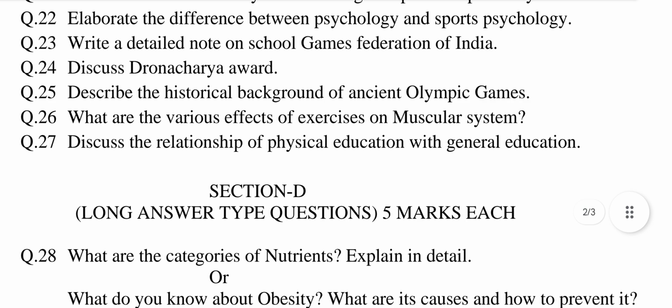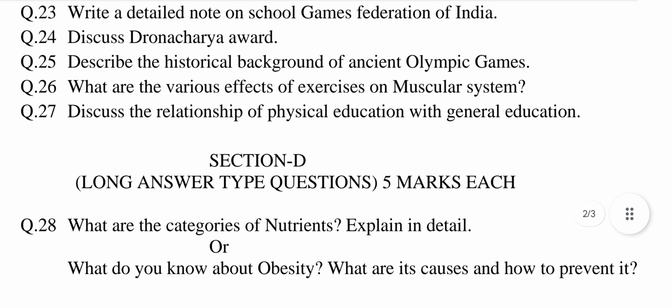Question number 23. Write a detailed note on School Games Federation of India. This question is selected from Olympic Games, chapter number 8. The answer may be: SGFI organizes games or competitions for girls and boys at national level. It is also affiliated to the Indian Olympic Association. It works for the physical welfare of school boys and girls of India. The first national games were in 1924 in Lahore.